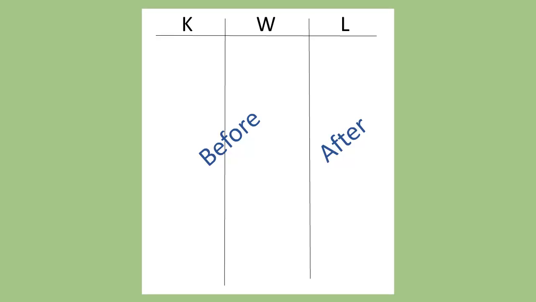KWL charts are often constructed to include 3 columns, with the letters K, W, and L as headers. Students complete the first 2 columns of the chart before the reading assignment. They complete the third column after they have read the assignment.